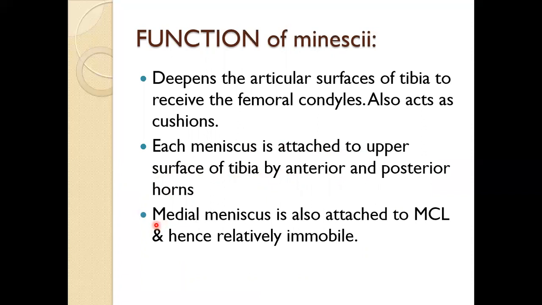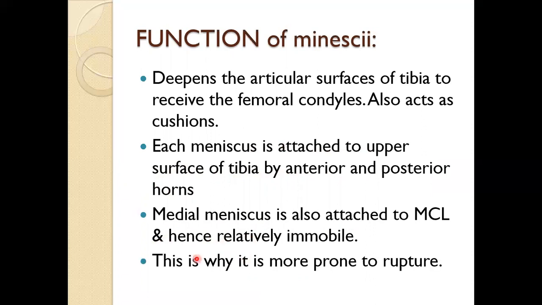Now this point is noteworthy that the medial meniscus is also attached to the medial collateral ligament, right? Medial meniscus is different from the lateral meniscus in different aspects, and one of the differences is that the medial meniscus is attached to the medial collateral ligament, and that's why it is relatively immobile. And the clinical significance of this attachment is that it is more prone to rupture, right? As it is fixed, so it can easily be crushed and is more prone to rupture.